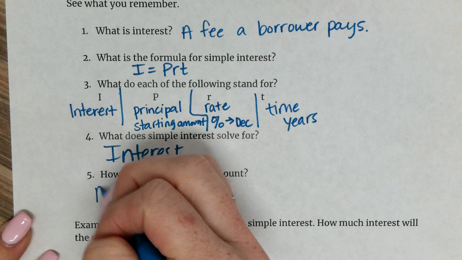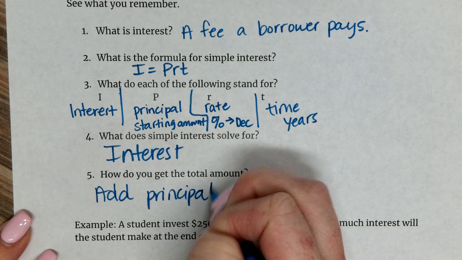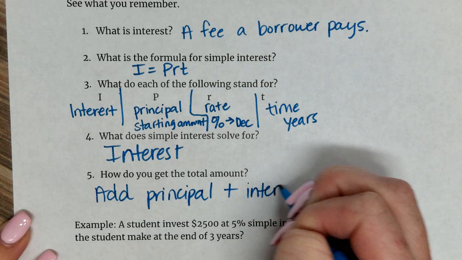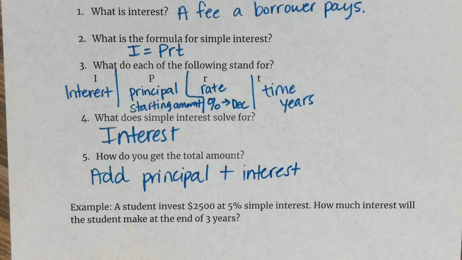So you add the principal plus the interest. So for example, I borrowed $20 from my daughter. She's going to charge me $5 in interest. How would I find my total that I'm going to pay her? I take the 20 and I add 5 and I'm going to pay her $25. Make sense? All right, let's do some examples.